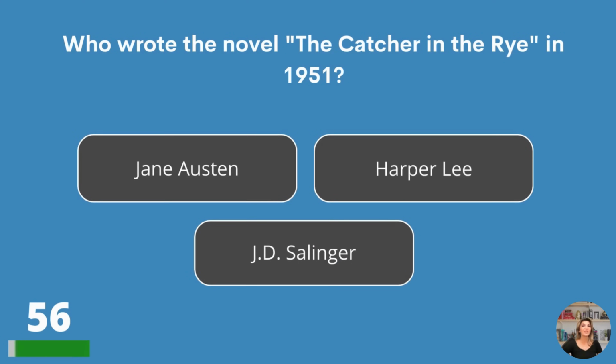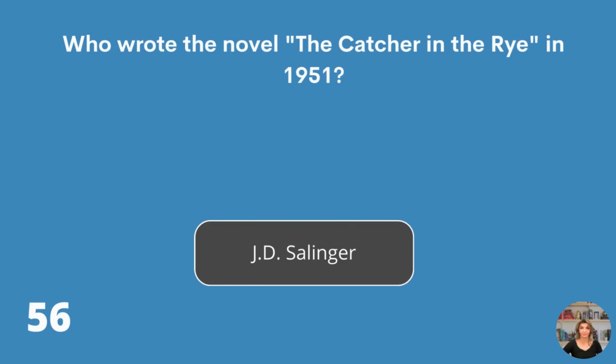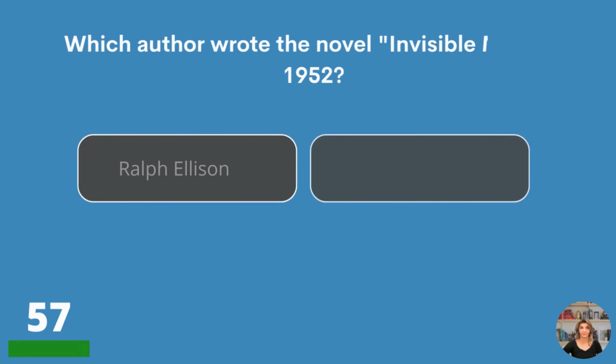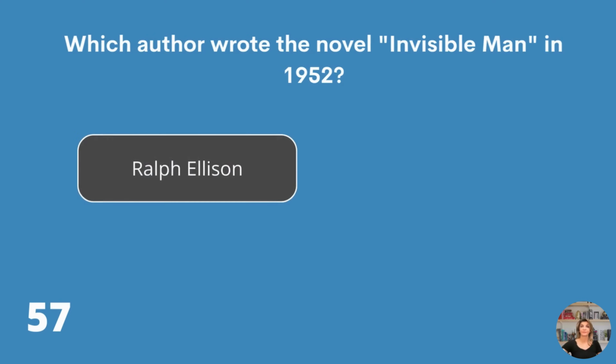Who wrote the novel The Catcher in the Rye in 1951? Jane Austen, Harper Lee, or J.D. Salinger? J.D. Salinger. Which author wrote the novel Invisible Man in 1952? Ralph Ellison, Langston Hughes, or Richard Wright? Ralph Ellison.